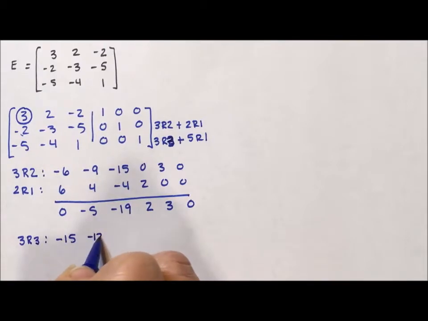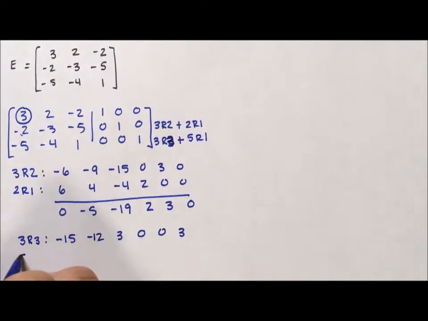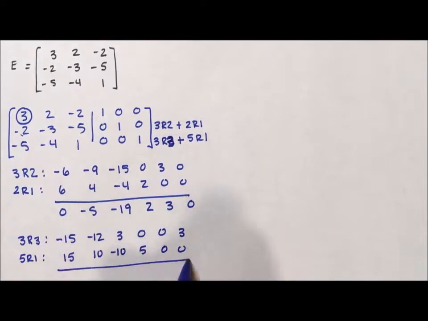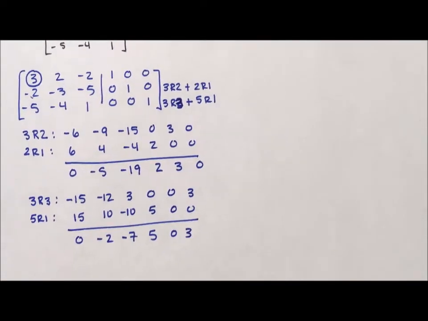-15, -12, 3, 0, 0, 3. Then 5 times row 1, 15, 10, -10, 5, 0, 0. When I add these together, I'm going to get 0, -2, -7, 5, 0, 3. All right, so I'm going to take this and put it back into the matrix.